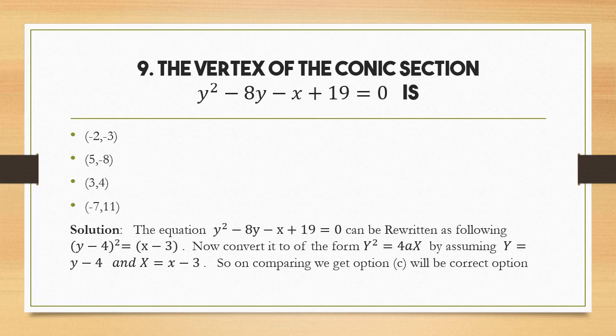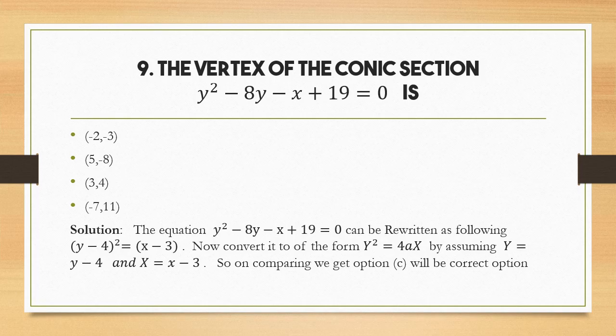Now it is not in standard form, so I'll write this as capital Y square equal to 4 times capital X. What I have done here is considered small y minus 4 as capital Y, and small x minus 3 as capital X. Now it assumes the form Y square equal to 4aX, with capital Y equal to y minus 4 and capital X equal to x minus 3. We all know that for Y square equal to 4aX, the vertex is given by (0, 0), that is, capital Y is also 0.